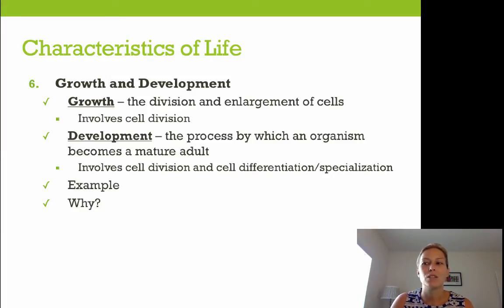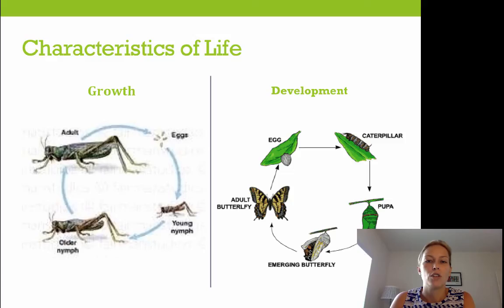Development takes place over a longer period of time, usually the lifetime of the organism, and it's when the organism goes through stages of development until they reach a mature adult. Development also involves cell division, so development also involves growth, as well as cell differentiation and specialization. So here's some examples of growth and development.